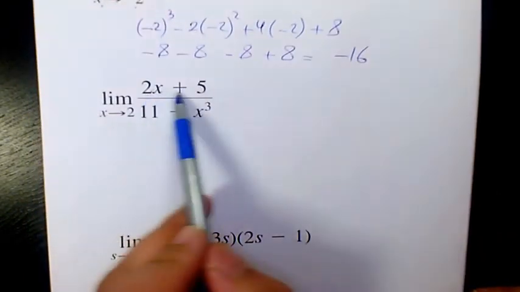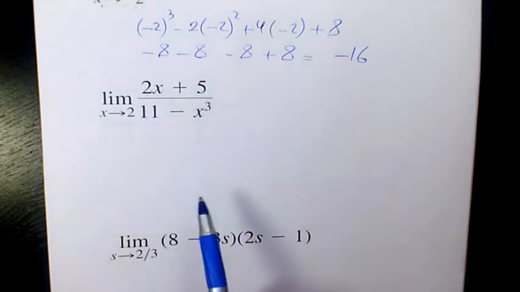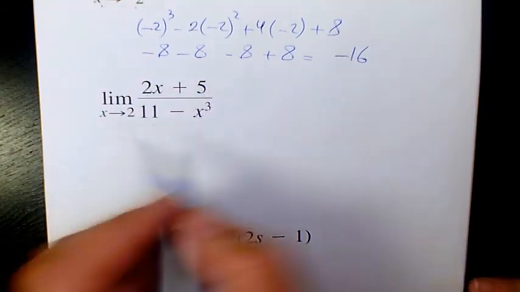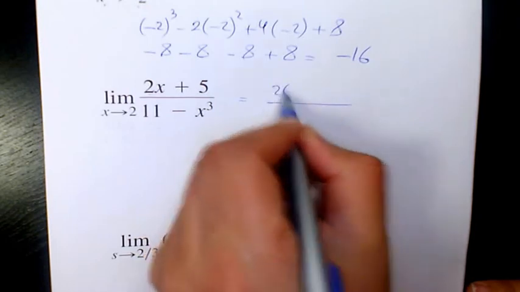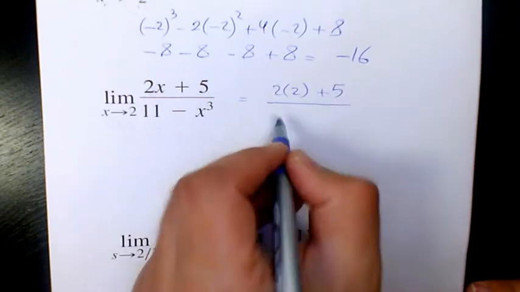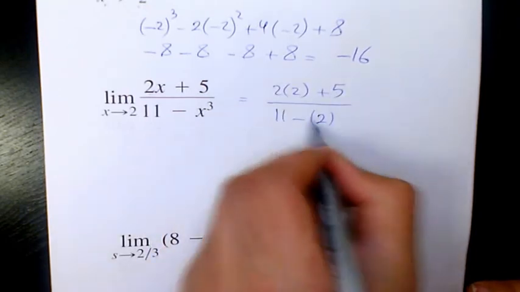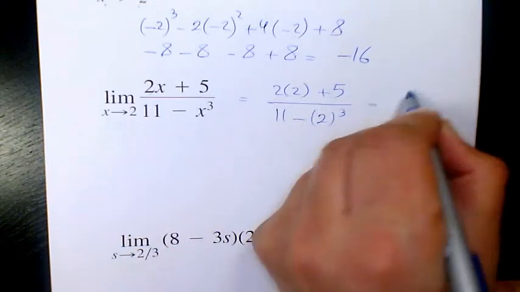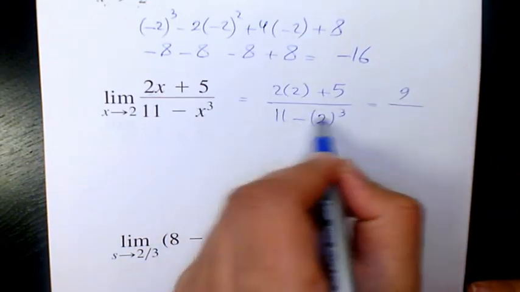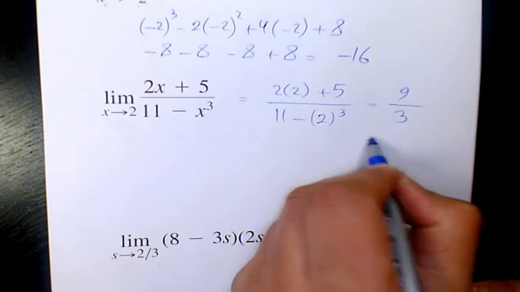Limit of (2x + 5) divided by (11 − x³) when x approaches 2. 2 times 2 plus 5, divided by 11 minus 2 to the power of 3. 4 plus 5 is 9. 11 minus 8 is 3. 9 divided by 3 is just 3.